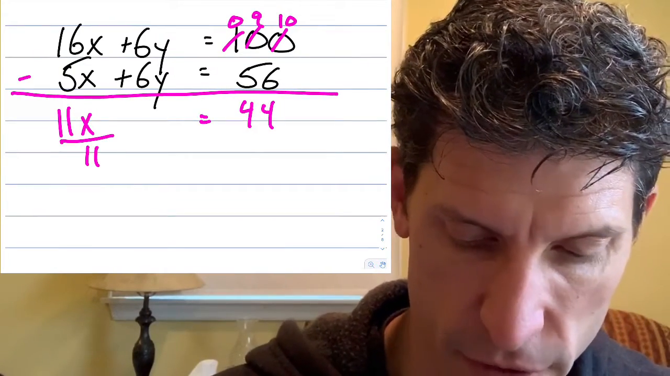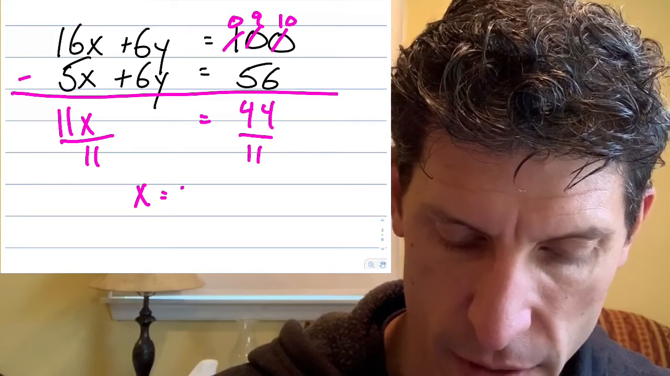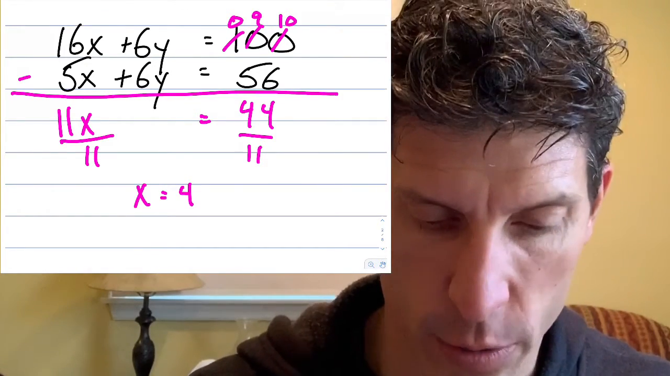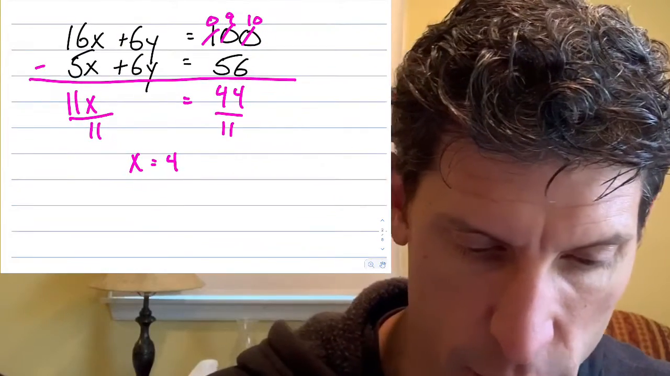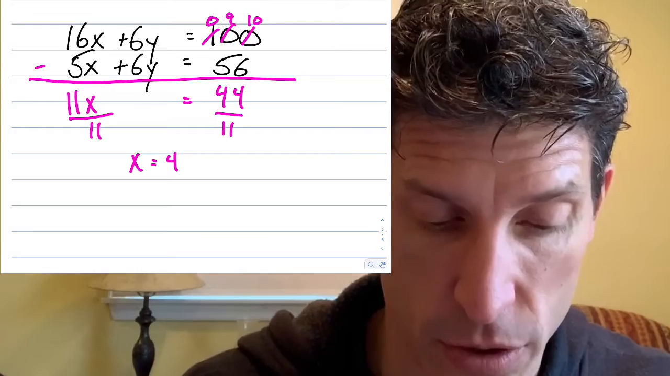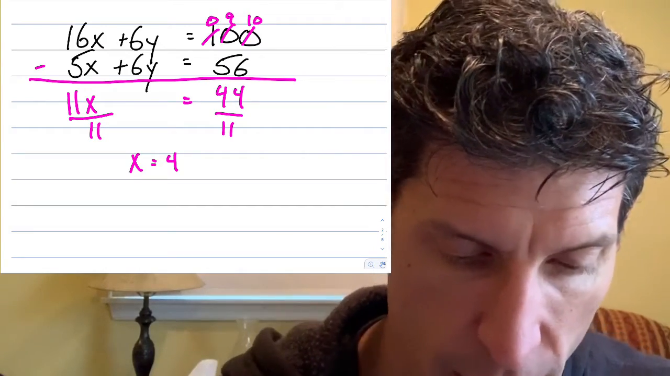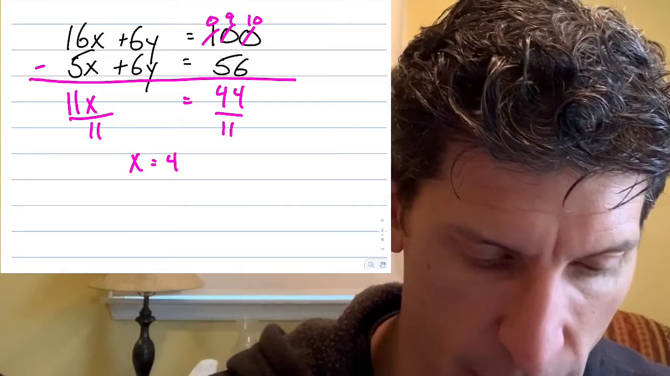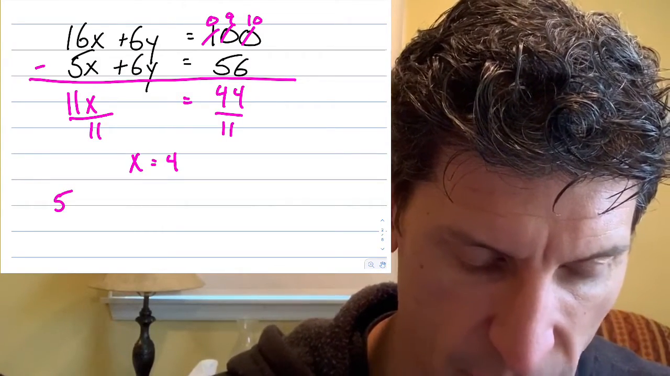All right, so divide by 11. Look how easy that is. I'm already half done with the problem. So my x value is 4. And all I need to do is finish it off. Now, in every problem up to this point, we've used substitution. We're going to do the same thing here. I'm going to substitute into either of the two original equations. It doesn't really matter. So I'm going to pick the bottom one.